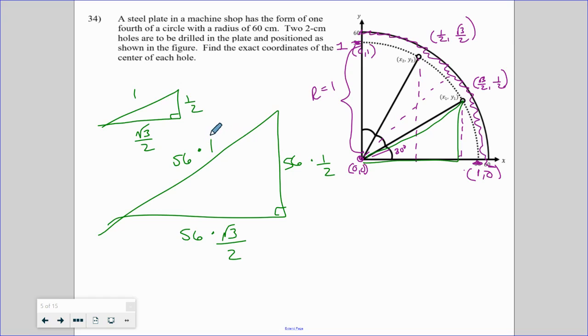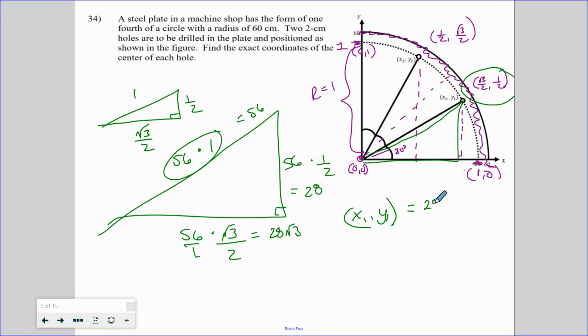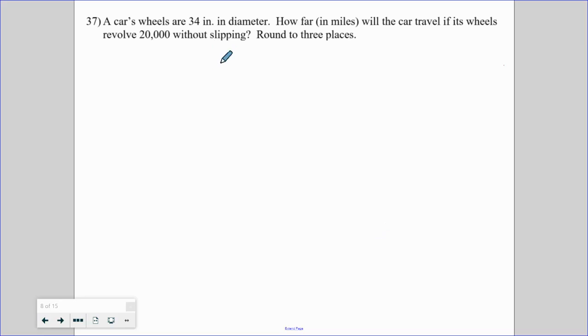Well, if I do that, then this side is 56, which makes sense. That's the radius. This side is 28, and this side is 28 radical 3, which makes this point here now the x1, y1. That is equal to 28 radical 3, comma 28. And the x2, y2, we're just going to switch x and y. This one's 28, and this one's 28 radical 3. But it's okay. It's good stuff.